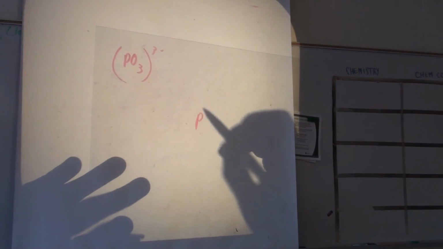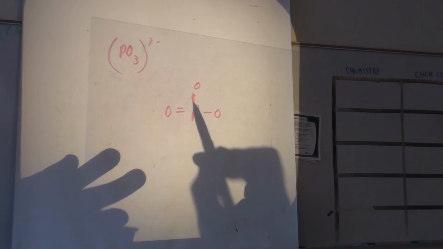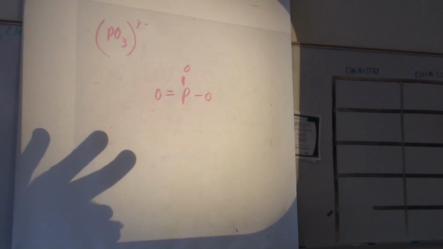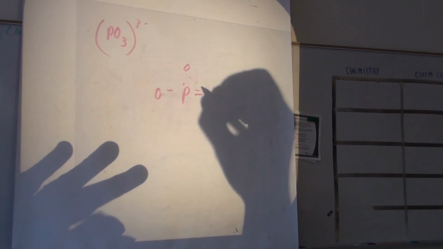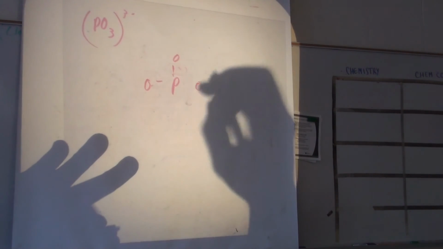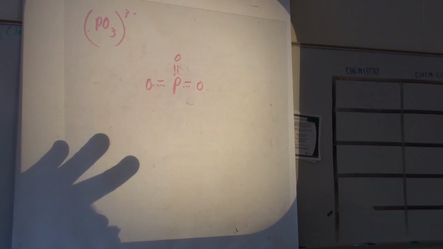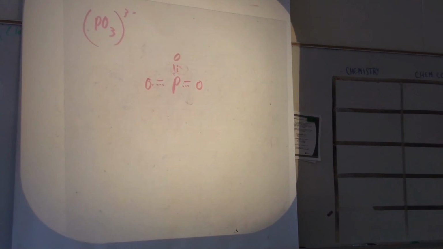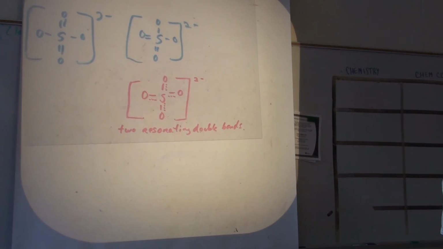you could have a situation like this, where that double bond could be there, or there, or there. So here would be a situation where you would have 1 resonating double bond, okay? If you have 2, then you have to write down that there are 2. Or if you have 3, you have to write down there are 3 resonating double bonds.